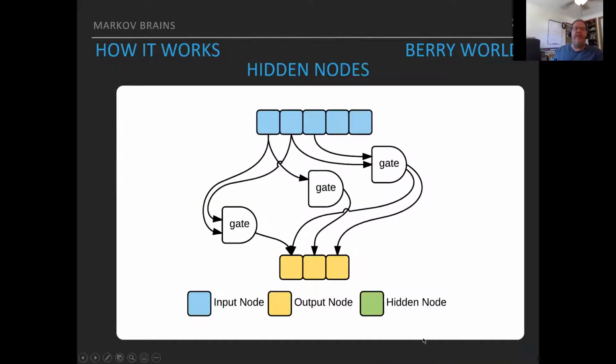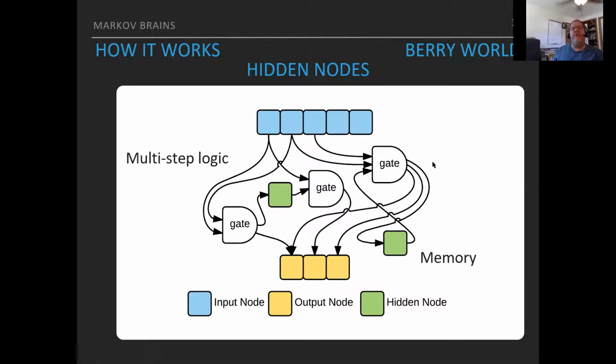We can add a concept of a hidden node. And hidden nodes can do a few things in a Markov brain. One is we can have a hidden node that sits between 2 gates, and this allows for multi-step logic. We can also have a gate that writes to a hidden node and then exclusively reads from that hidden node. And this would act as a memory for that gate. This makes this gate sort of like a stateful gate now.